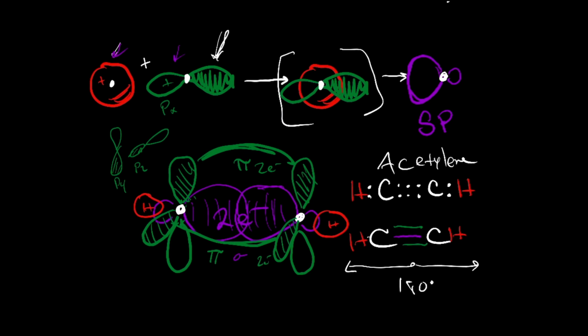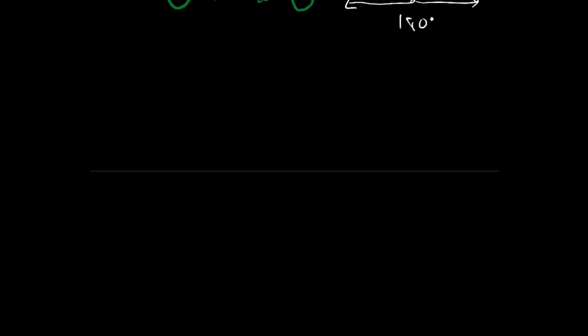Now, when you think of something at the other extreme, when all the p's combine with all the s's in our traditional carbon, that's an sp3, right? So if you were to take your s orbital and then your 3 p orbitals.